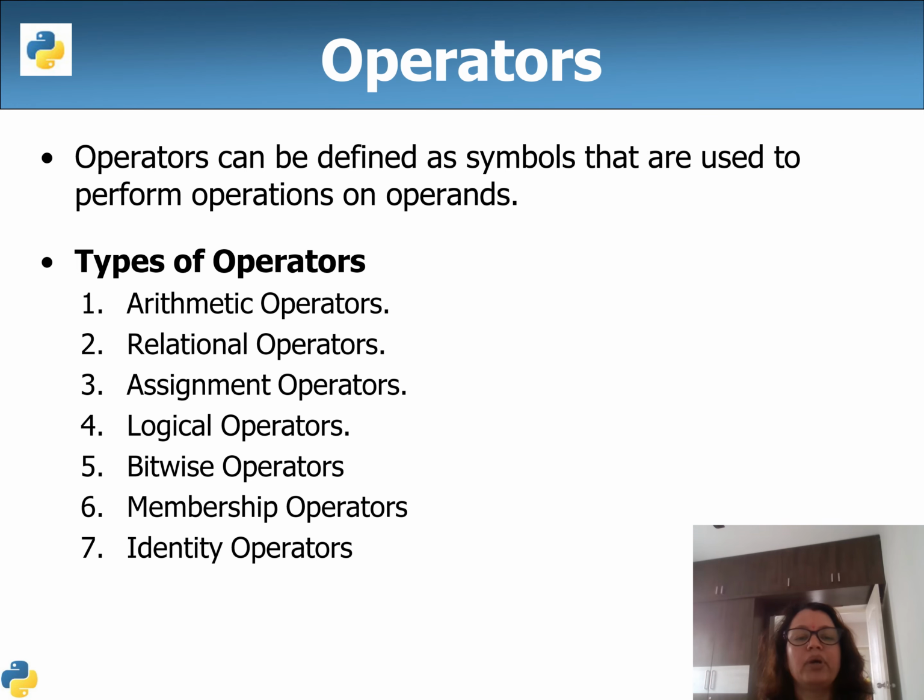Operators: different types of Python operators. In this topic, we'll study all the types of operators. So what is an operator? An operator can be defined as a symbol that is used to perform an operation on operands. There are 7 types of operators: arithmetic, relational, assignment, logical, bitwise, membership, and identity operators.